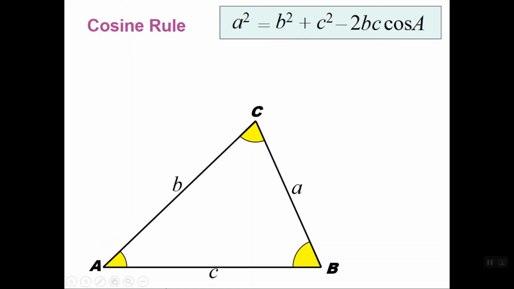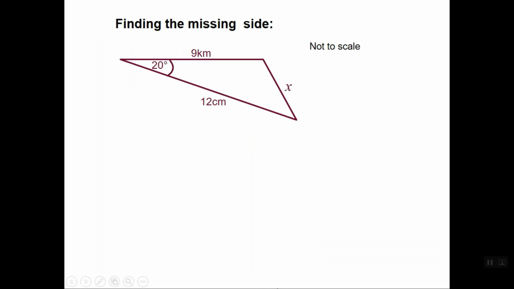The second case in which I can use the cosine rule, I must know all three sides. So I know side A, I know side B, and I know side C, and I'm trying to find a missing angle. Now let's look at our first example, finding the missing side.